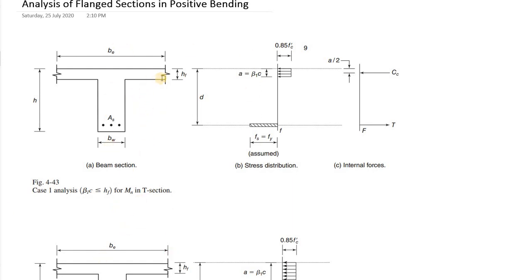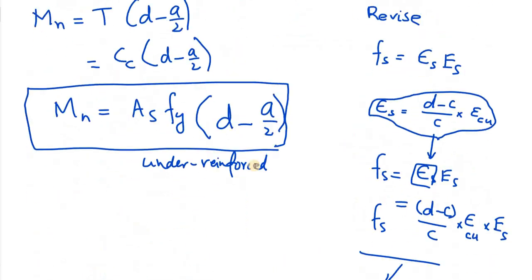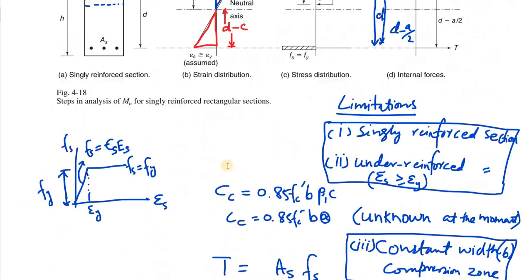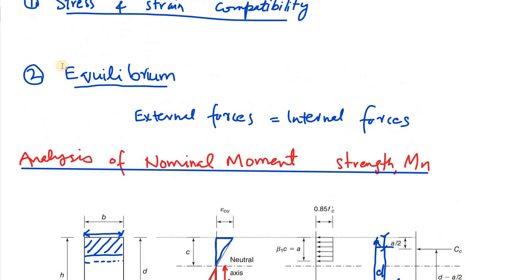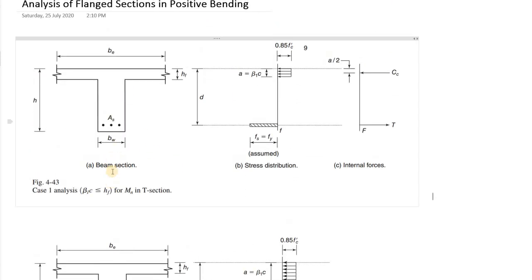So if this assumption that A is equal to or less than HF is true, then in that case, the compression zone will be a rectangular compression zone. It will be a constant width compression zone. And the procedure that we have discussed for rectangular cross-sections will apply. So you will be just making sure that your assumption of case one is true, and the rest of the process is exactly the same as we have discussed for rectangular beams. Let's have a quick recap of that procedure.